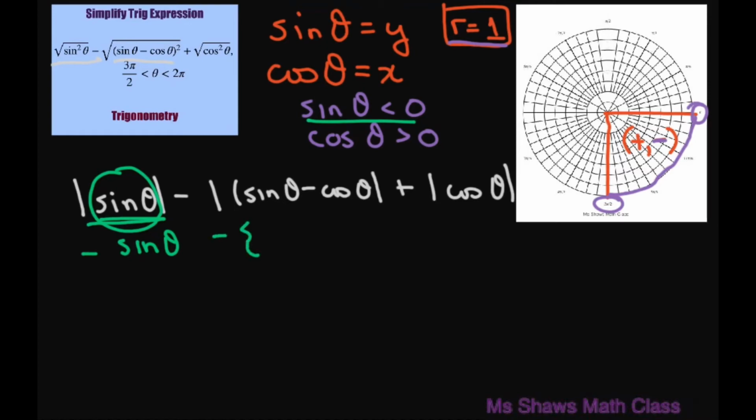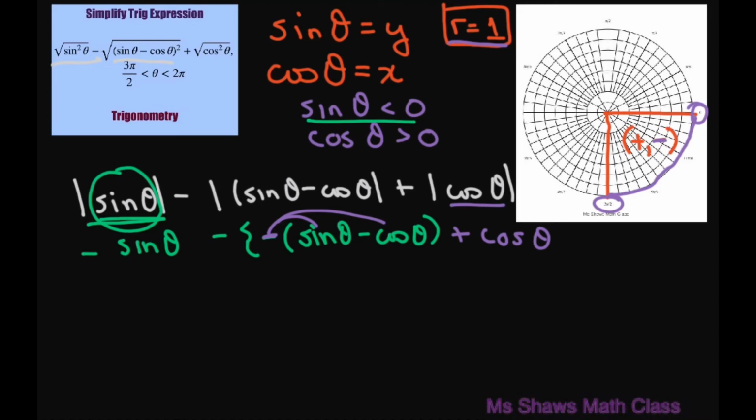minus. Now my sine of theta is negative, but my cosine of theta is positive, so I can write this as minus and then write this as sine of theta minus cosine of theta, right? Because if you distribute this, you'll get negative and then positive. And then my cosine of theta is positive, so you just put plus cosine of theta. So that got rid of our absolute value signs.